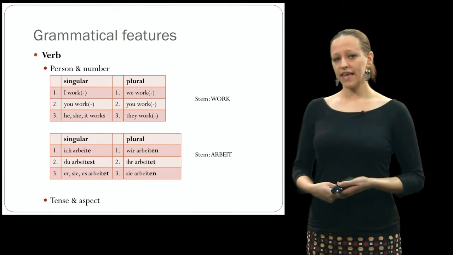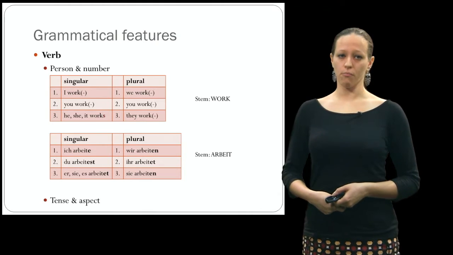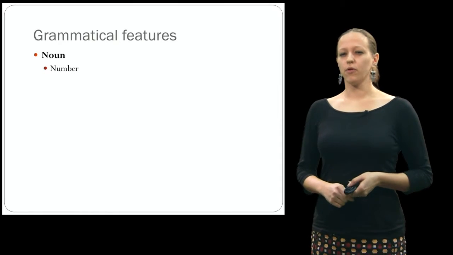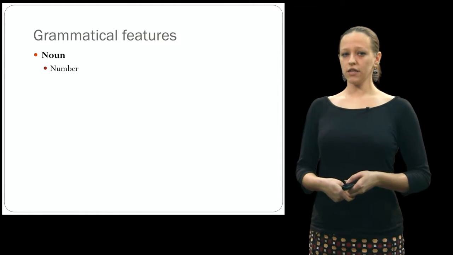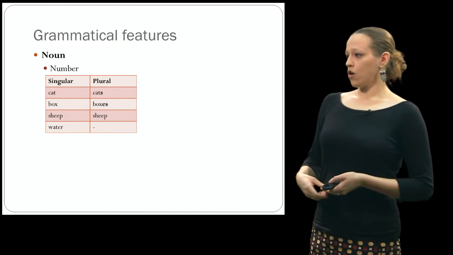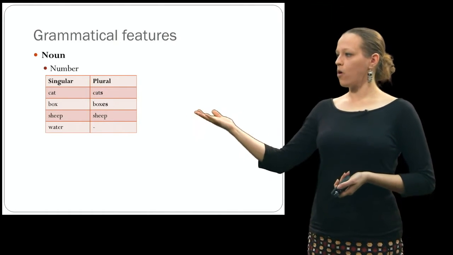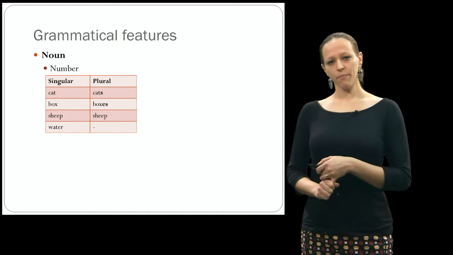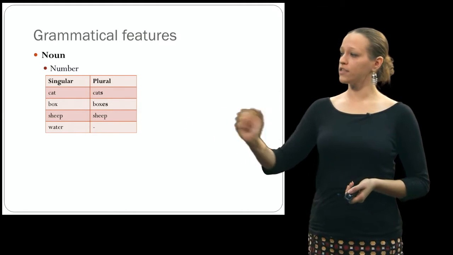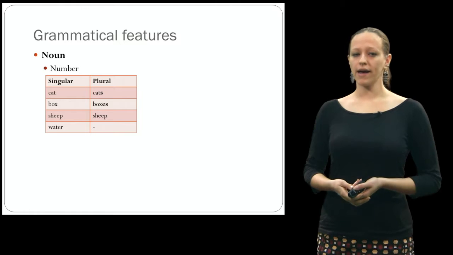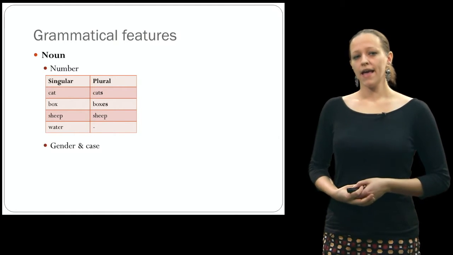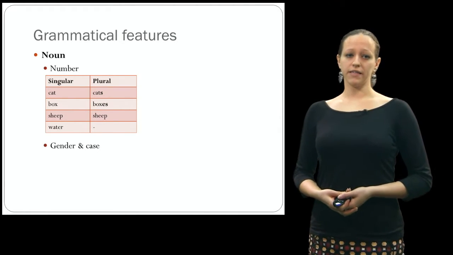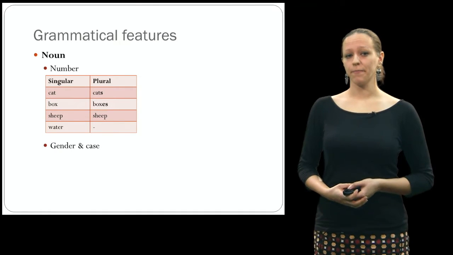Verbs can also mark tense and aspect, but we are not going to work with this here. If you decide to study English at the university level, you will definitely hear more about this. Now, when we look at nouns, it is a little bit simpler because there is only number. Nouns in English do not mark person. So we have cat, cats, box, boxes, and then we have some strange nouns which make strange plurals. For example, sheep, where the plural is sheep, or water, which has no plural whatsoever. We will get back to this in the following video. Nouns can also mark gender and case, but again, as with verbs, you will hear more about this if you decide to study English at the university.